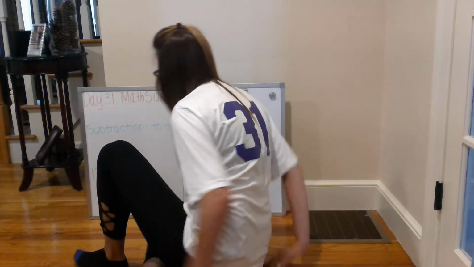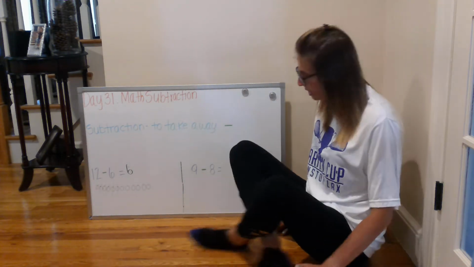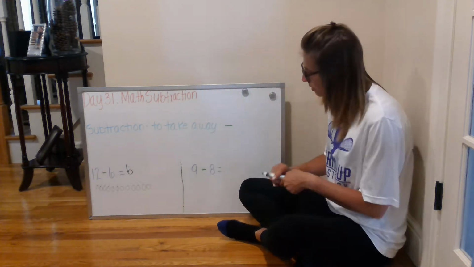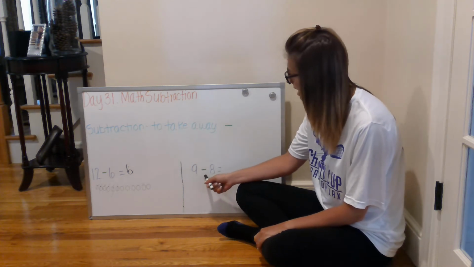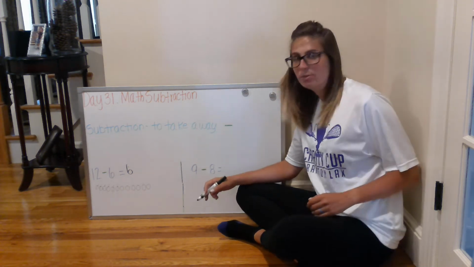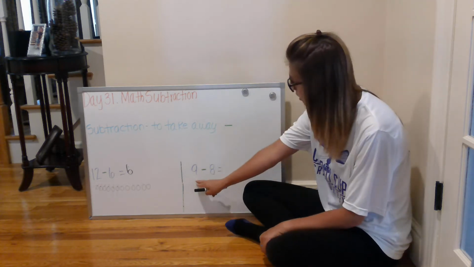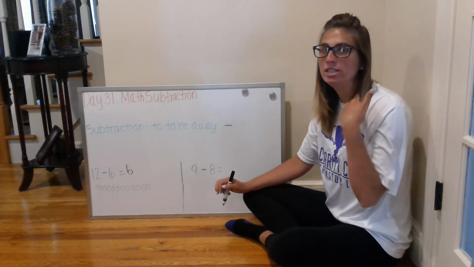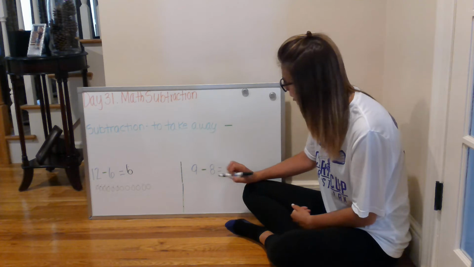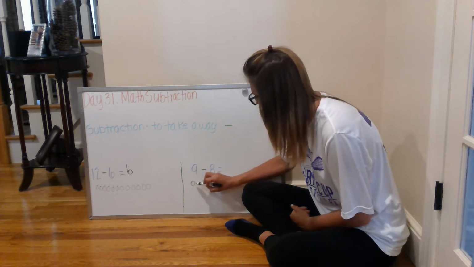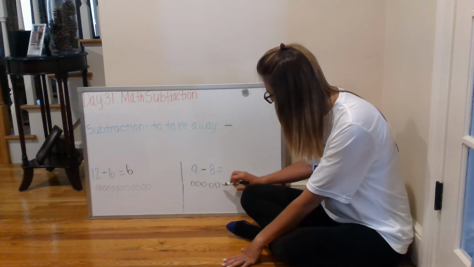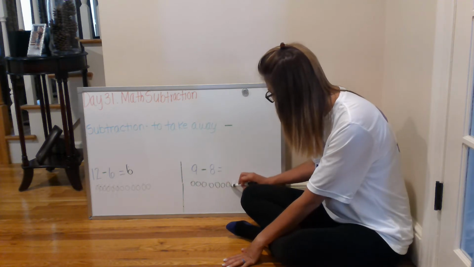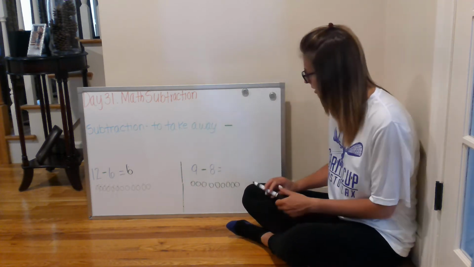Now let's go over to our last problem that I'm going to be modeling. Our last problem says 9 minus 8. So 9 take away 8. First I'm going to draw it out. My first number tells us how many I'm going to start off with. So I'm going to start off by drawing 9 circles. 1, 2, 3, 4, 5, 6, 7, 8, 9.